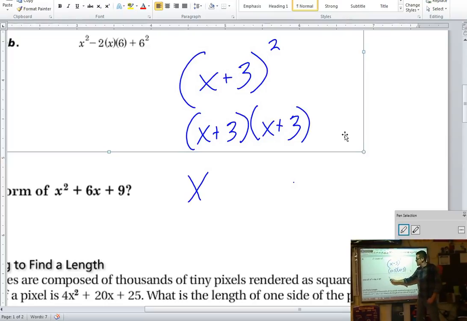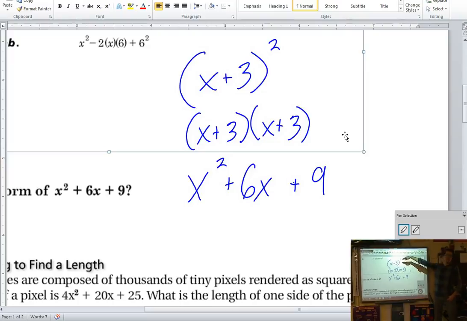So when I FOIL this, I get x squared plus 6x, because I would get 3x from the outside, 3x from the inside, plus 9. So that, if I had this to start as my trinomial, would work back to your binomial squared. It's easy when we start with the binomial, obviously, to get the trinomial. It's harder when we have the trinomial to start and we work to the binomial.